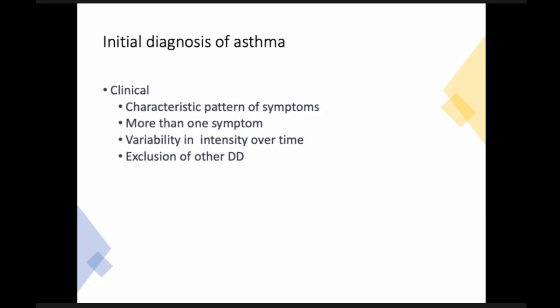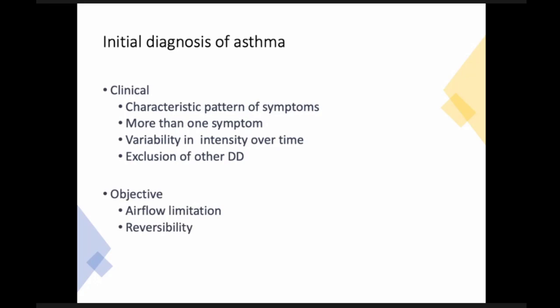They are usually more at night or early in the morning. Usually they have one or more symptoms, and a variability of intensity over time. They are not progressive, it's variable. There are remissions and exacerbations, good days and bad days. And then the exclusion of other things in the differential diagnosis. There are many clinical conditions that might mimic asthma, called mimickers of asthma. Those things you need to rule out in the clinical examination.